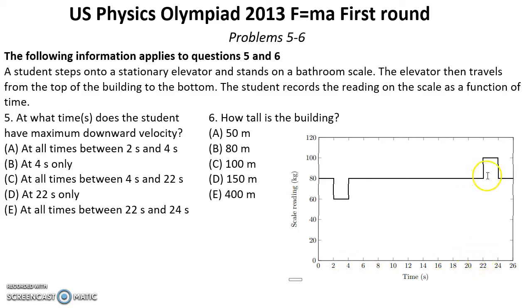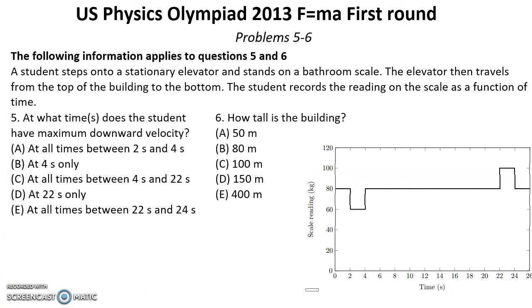And after that, the reading is going up. It means that the elevator is decelerating by the same amount as it was accelerating. And it reaches 0 at 24 seconds. After that, it's not moving. So it means that the answer for question 5 is between 4 and 22 seconds, which is answer C.